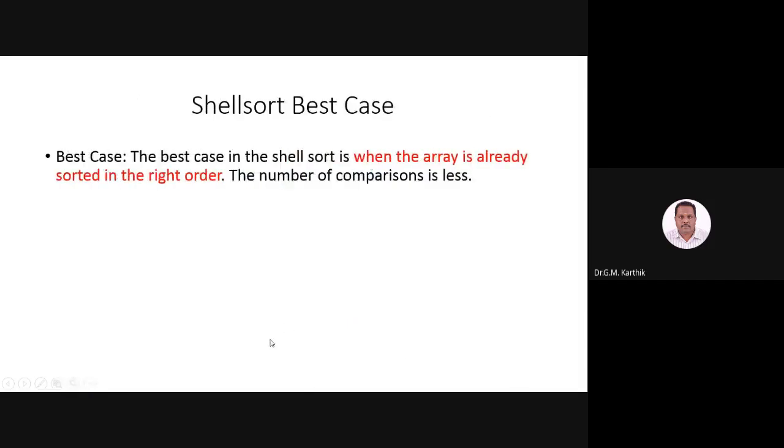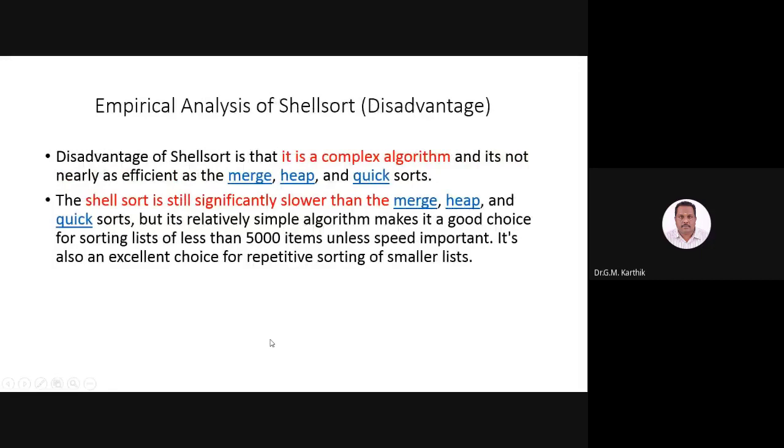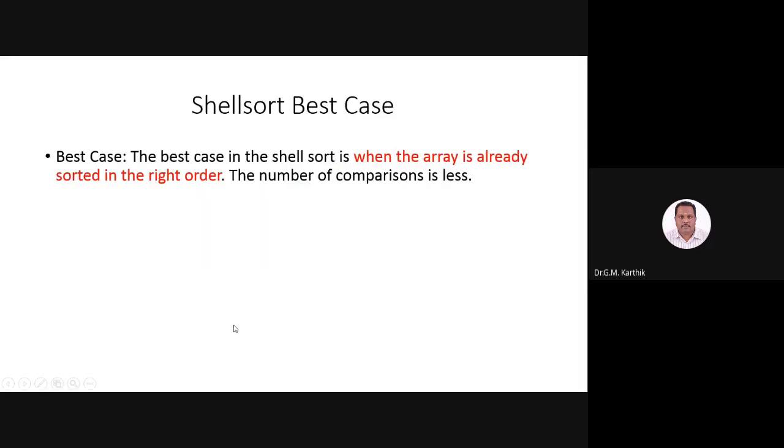So the disadvantage is, when you are applying shell sort, it is more complex compared to other sorting techniques like merge sort, heap sort, and quick sort. So shell sort is still significantly slower than these algorithms, because you have to make the best choice on what gap you are going to compare, or on what basis you are going to compare, right? So that will be the problem for the shell sort technique.